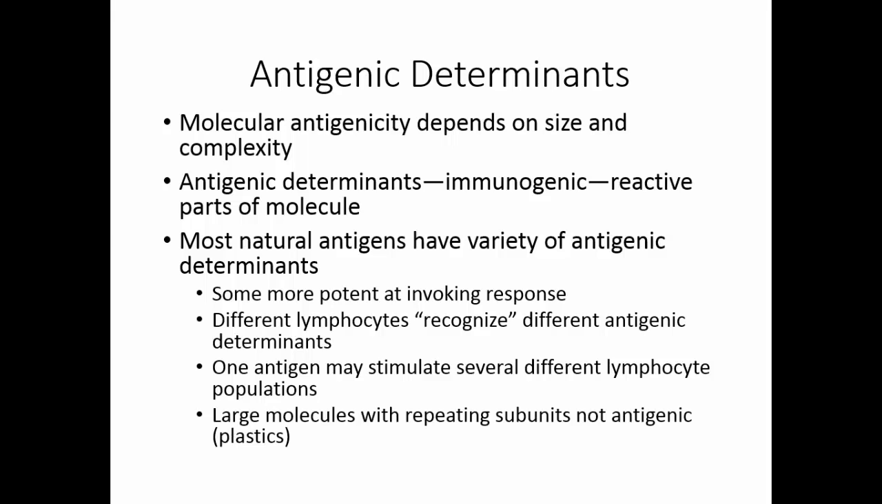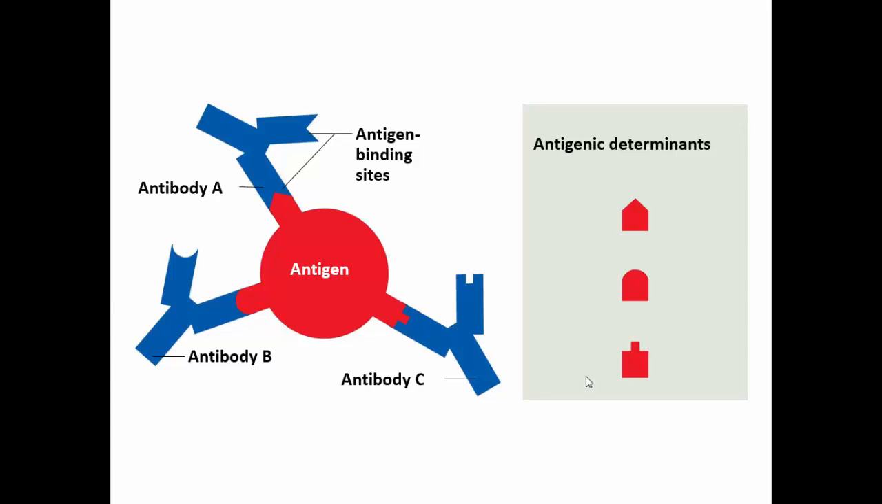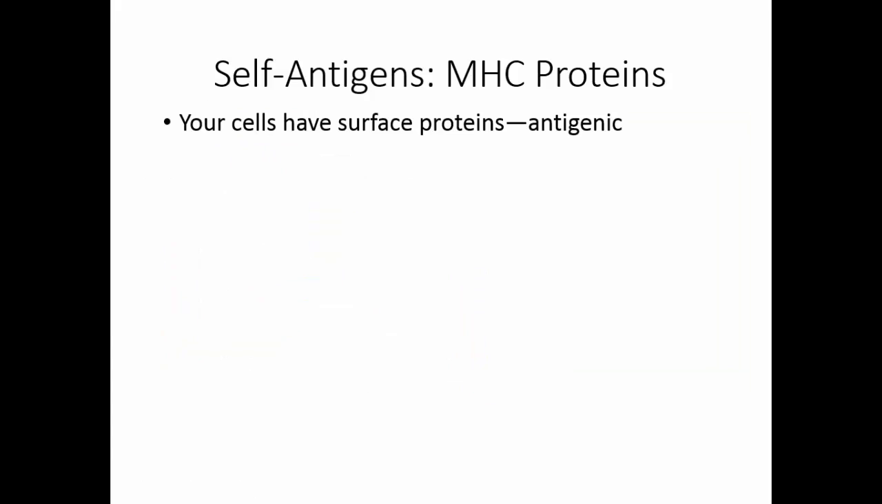Large molecules with repeating subunits like hydrocarbons are not antigenic. This is why plastics and Dacron and things like that can be used in the human body without any consequences from the immune system. Now here we see a molecule that is an antigen, and it has 3 different antigenic determinants on it. 3 different lymphocyte populations would respond to this antigen, and 3 different kinds of antibodies would be made to this antigen.